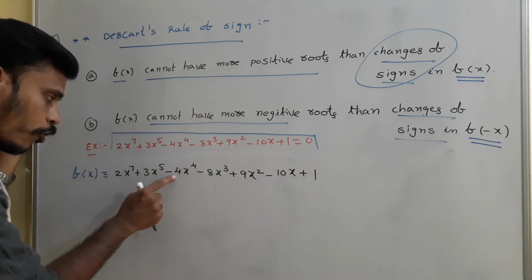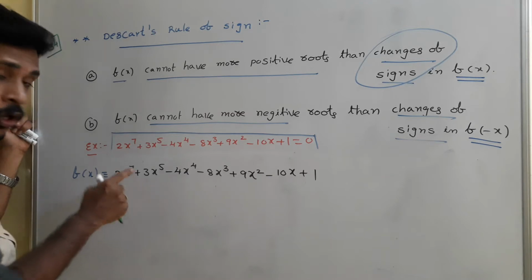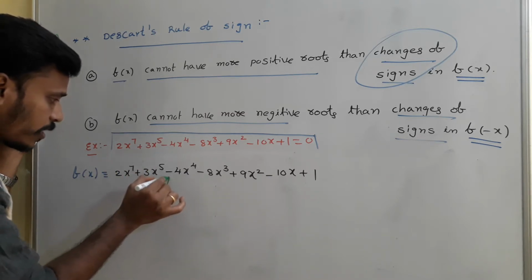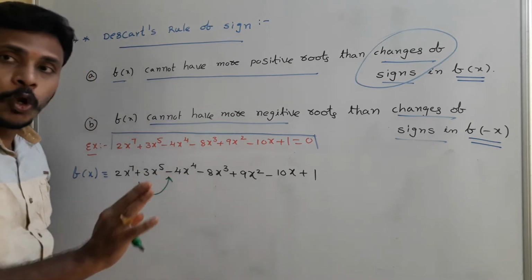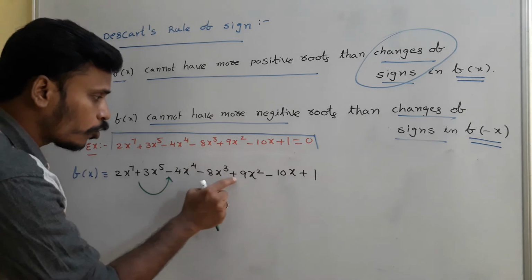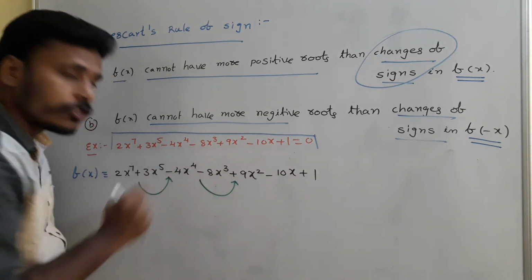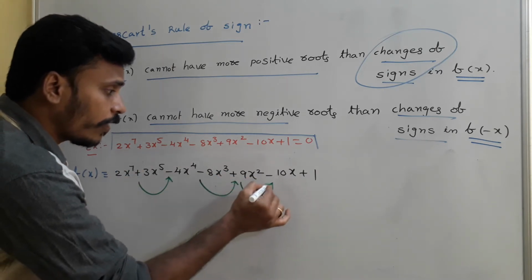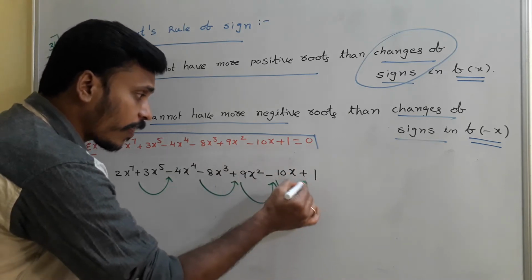Coefficient of x power 4 is minus 4, means negative. Positive and then positive, no sign change. Positive to negative, there is one sign change. Positive to negative, and then negative, negative, no sign change. Negative to positive, there is one more sign change. Negative to positive, there is one sign change. Again positive to negative, there is another sign change. Again negative to positive, there is another sign change.